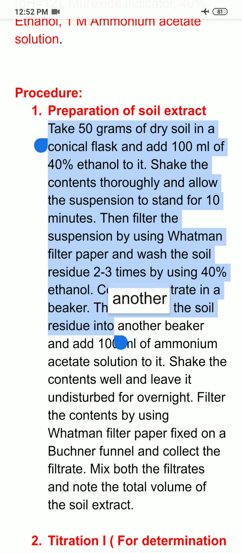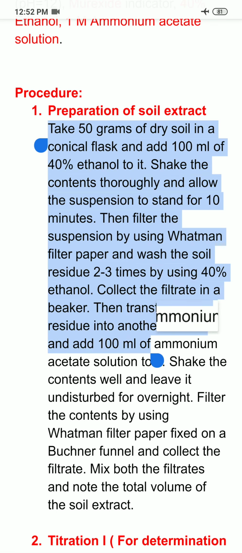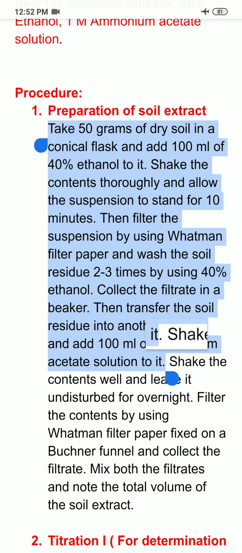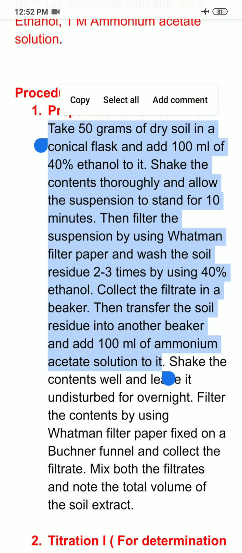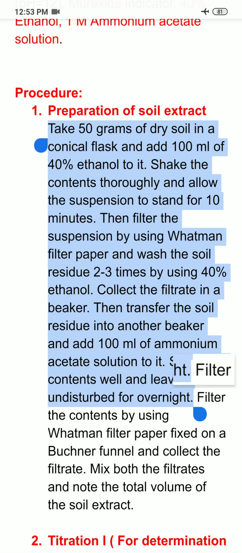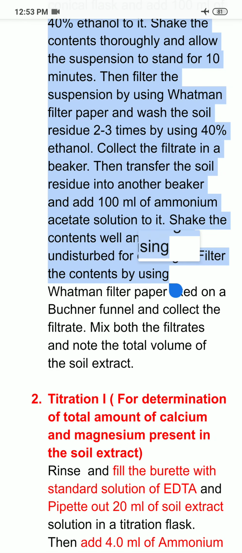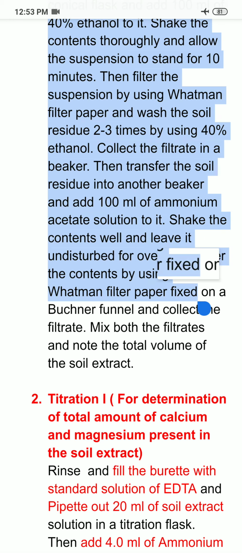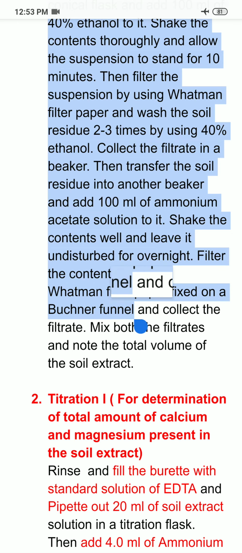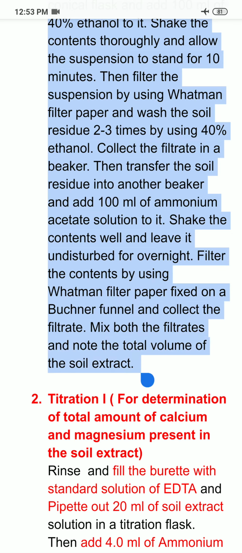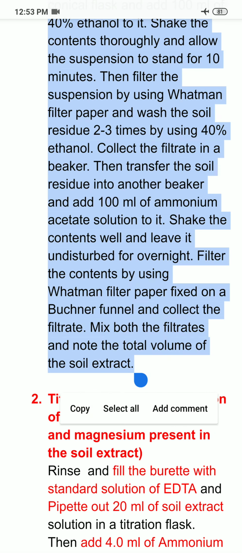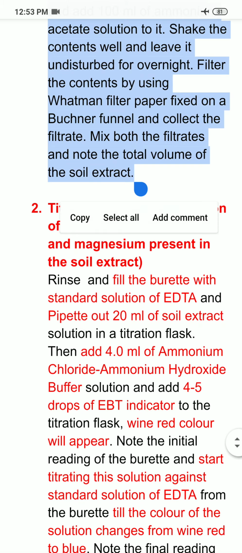Then we transfer that soil residue into another beaker, add ammonium acetate solution, shake the contents, and leave it undisturbed overnight. Then we filter again the second installment of residue. I mean to say, one is filtrate, another is residue. The residue processed with ammonium acetate is filtered again using Whatman filter paper and a Buchner funnel, and we collect the filtrate and mix both the filtrates. This is labeled as soil extract.